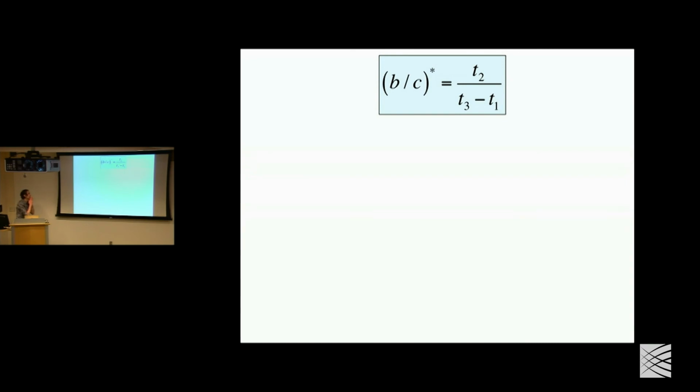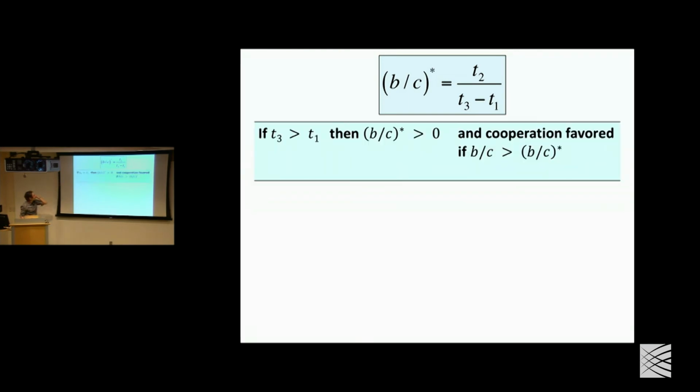So we now have this quantity, the critical benefit cost threshold. It turns out this can be positive, negative, or undefined. If T3 is greater than T1, then the denominator is positive, and overall this critical threshold is positive. So if this is positive, this means that cooperation is favored anytime the benefit cost ratio exceeds the critical threshold, right? So if the critical threshold is 5, then you need a 5-fold benefit relative to the cost.